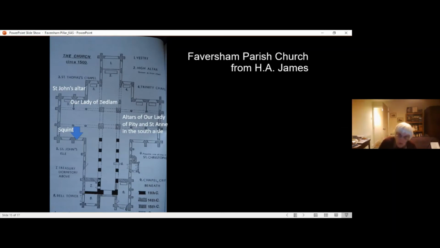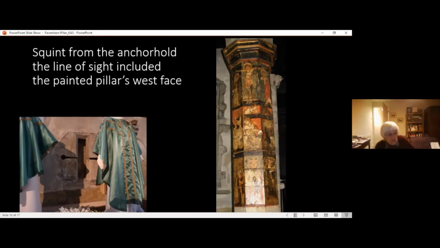And furthermore, we have the squint from the anchor hold, which was just outside the parish church. The line of sight from that anchor hold would have included the painted pillar's west face. So I can't prove it, but I think all of these things help us to understand what was going on there.